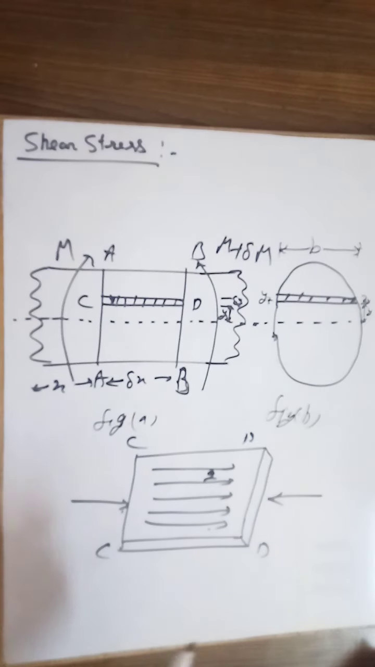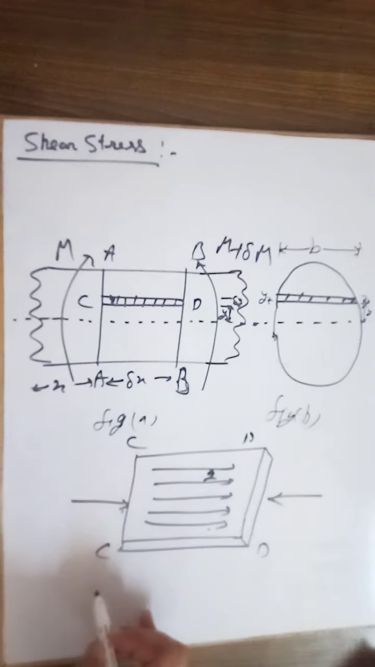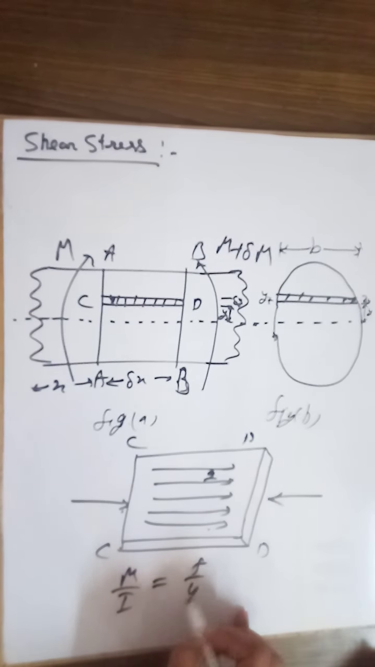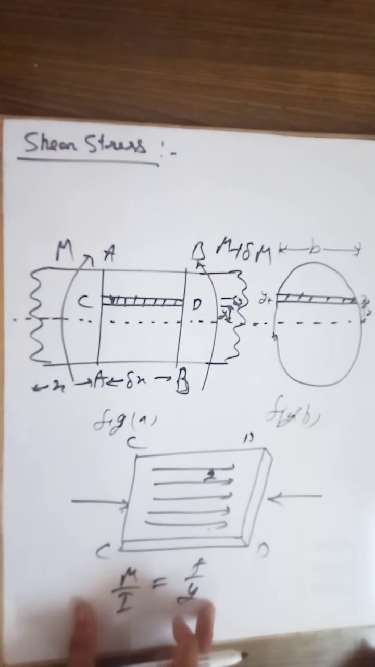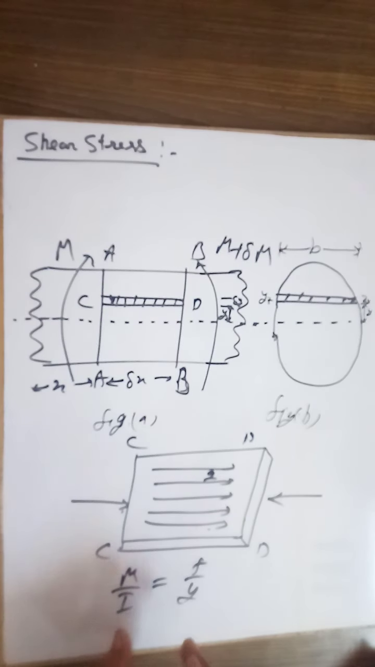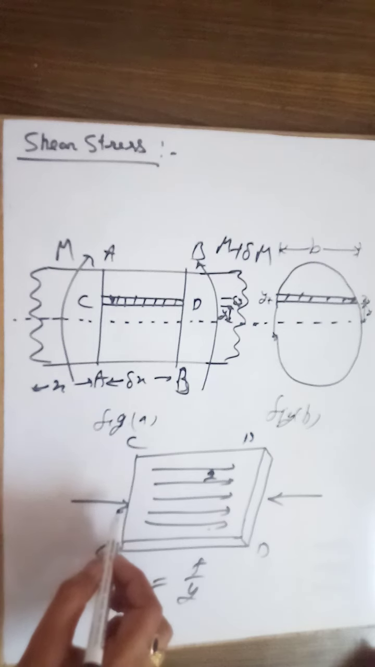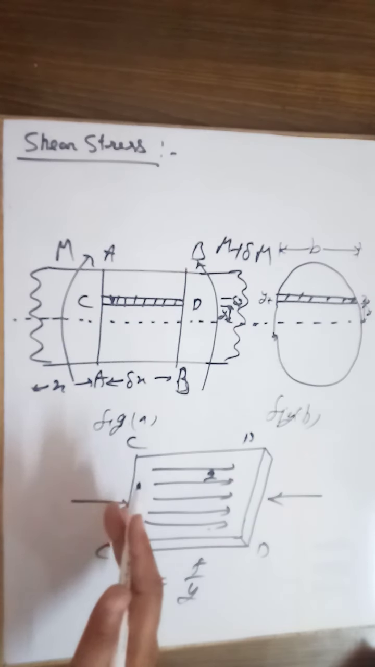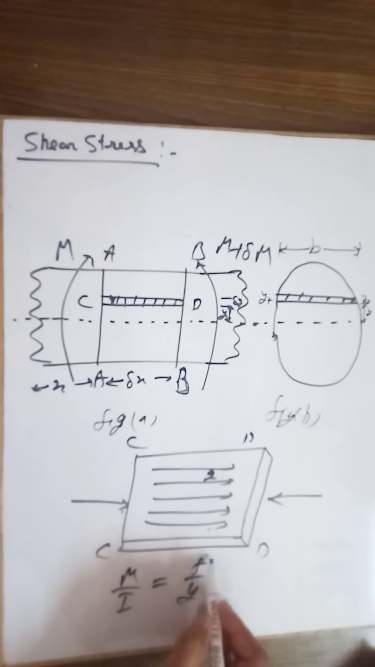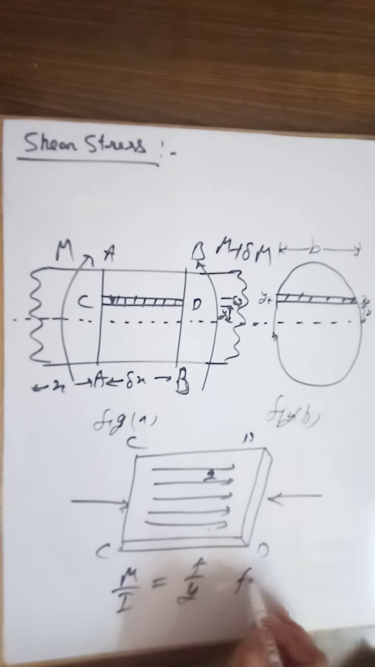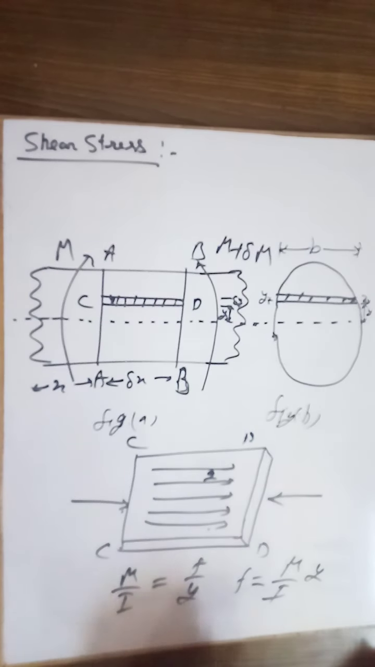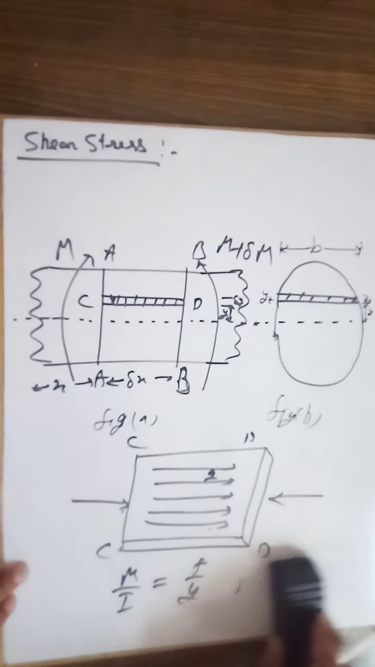For that, earlier we have derived an equation for the bending stress. So we know that M upon I is equal to F upon Y. By using this formula we can find out the bending stress here. So the bending stress on the left side is what? This is our bending stress. So F can be written as M upon I times Y. Let me write it properly.